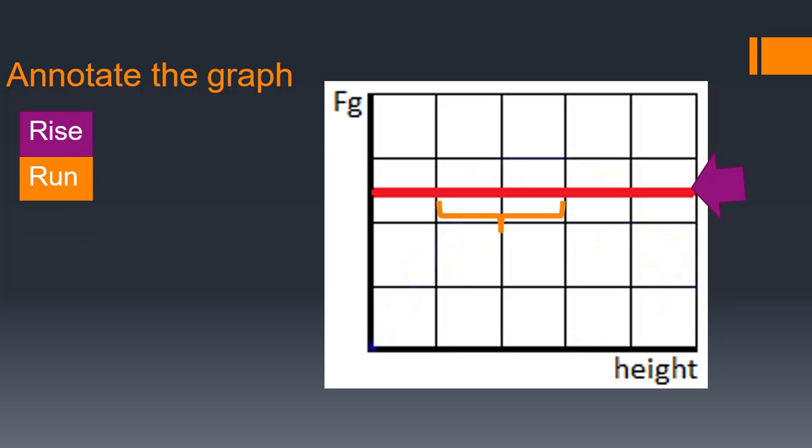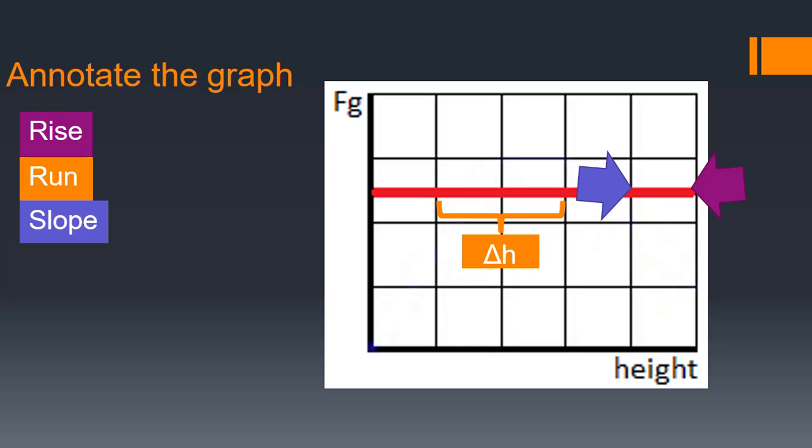All right, so what about the run on our graph? Our run represents how high we have raised the mass. Remember that little triangle, delta? It means change in. So we have the change in height of our mass represented by the run on our graph.